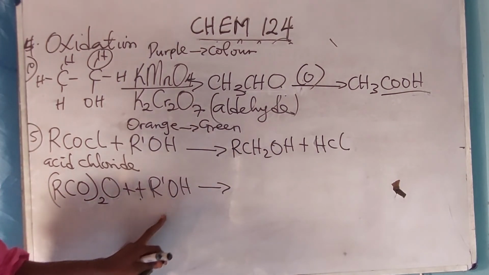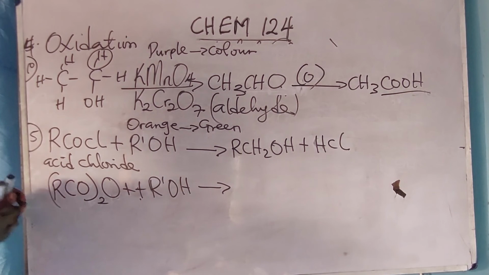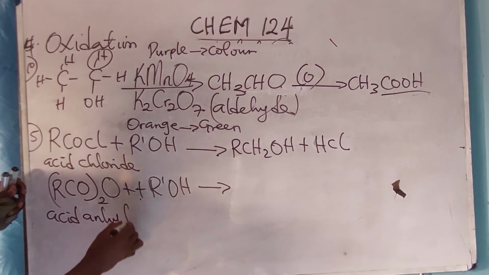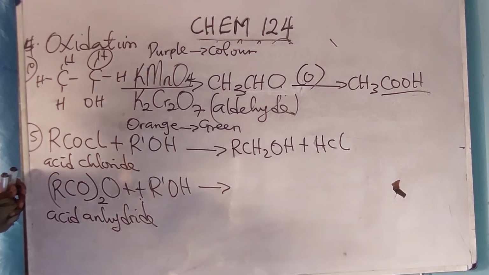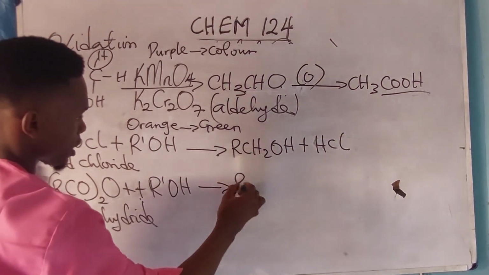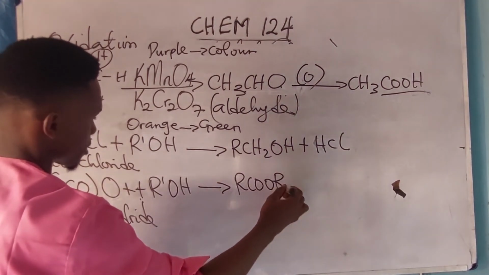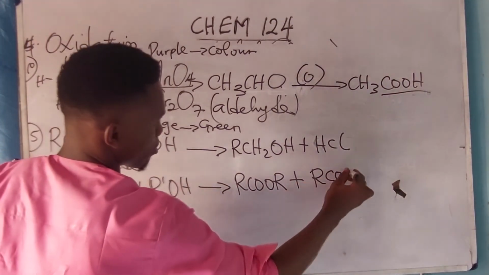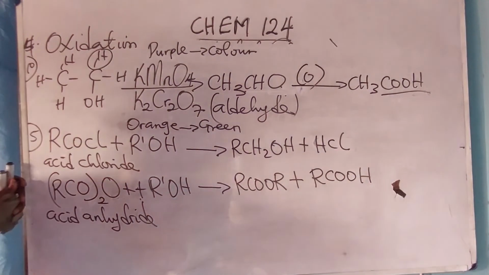When an alkanol reacts with an acid anhydride, this is the acid anhydride, it will produce an ester and what? A carboxylic acid. So please take note of that. It is very, very important.